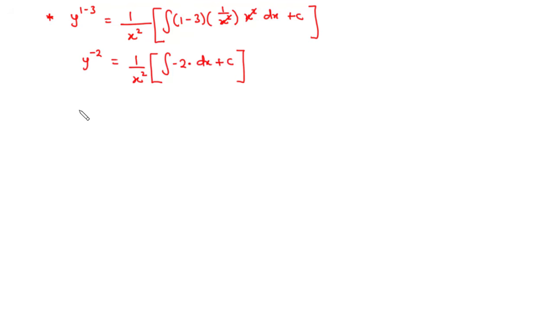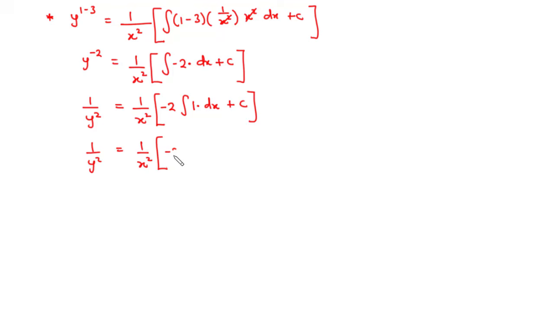plus c. So next we can have 1 over y squared equal to 1 over x squared times, now this is a constant, so we can pull out the constant, the integral of 1 dx. We can simply write dx or 1 dx, it's actually the same thing. Now we are going to perform the integration. So we integrate 1 with respect to x, and then we have x. So that becomes x plus c.